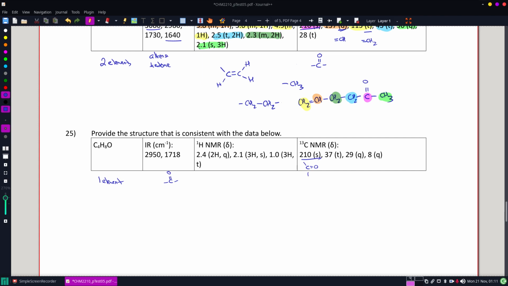Alright, my peaks, I have 3 hydrogen singlet, and I have 3 hydrogen triplet, and a 2 hydrogen quartet. That takes care of all my hydrogens, all my carbons. Kind of nice when there's very few pieces. Alright, but we'll do the same thing we did above, and I'm going to highlight where I got these things. So that 1718 told me the carbonyl, so did the 210, and that's where I came up with that idea.